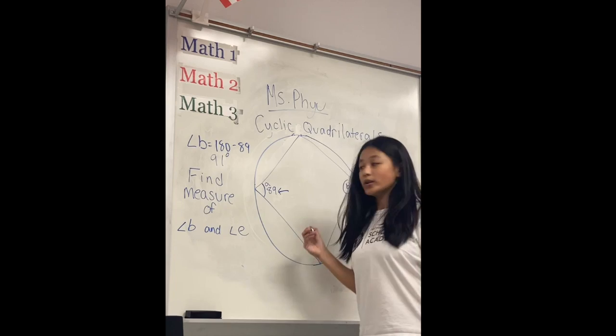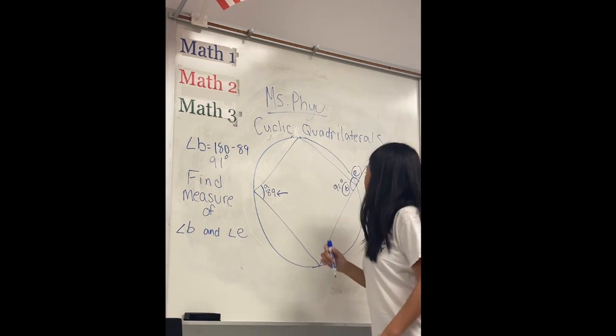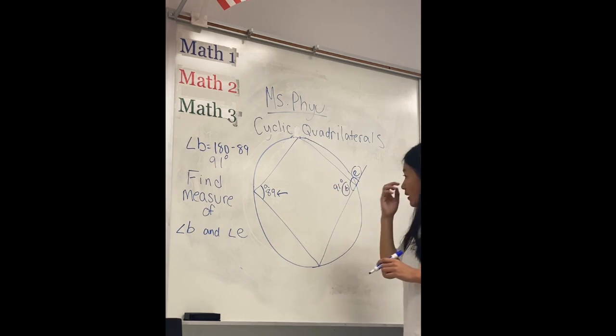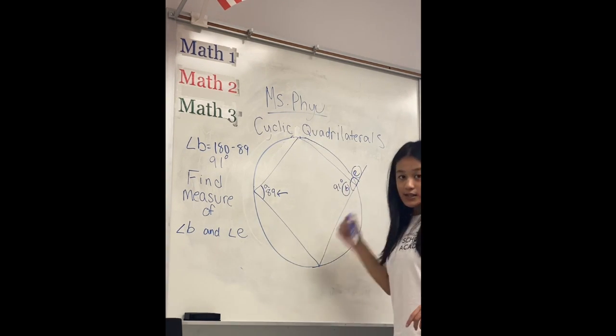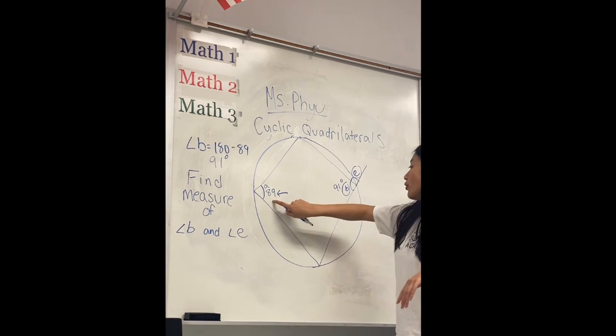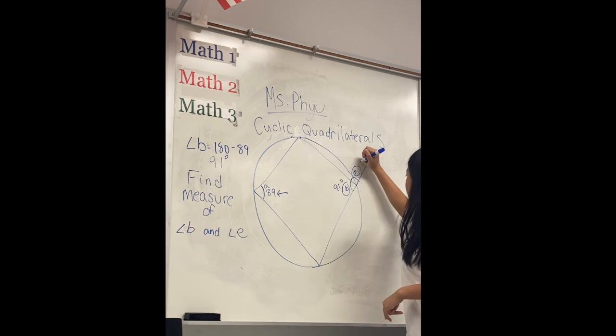So now we know the measure of angle B. Now to find the measure of angle E, we know from one of our properties that the exterior angle is congruent to the opposite interior angle. Therefore, angle E would just be whatever angle A is, which is 89. So angle E would be equal to 89 degrees.